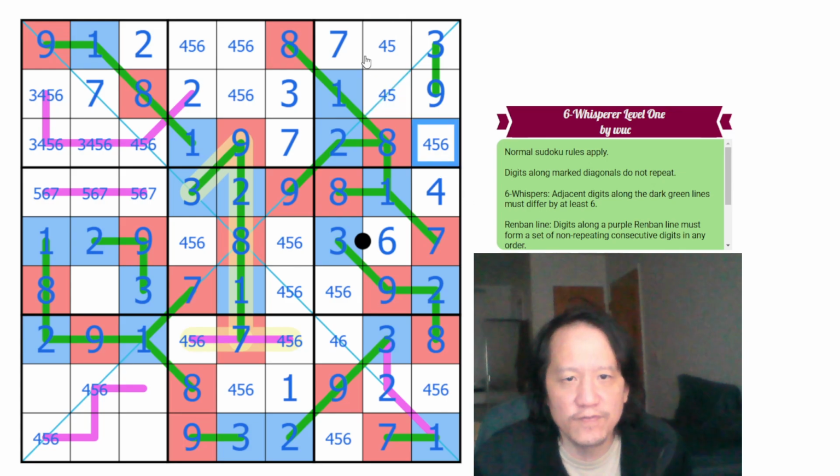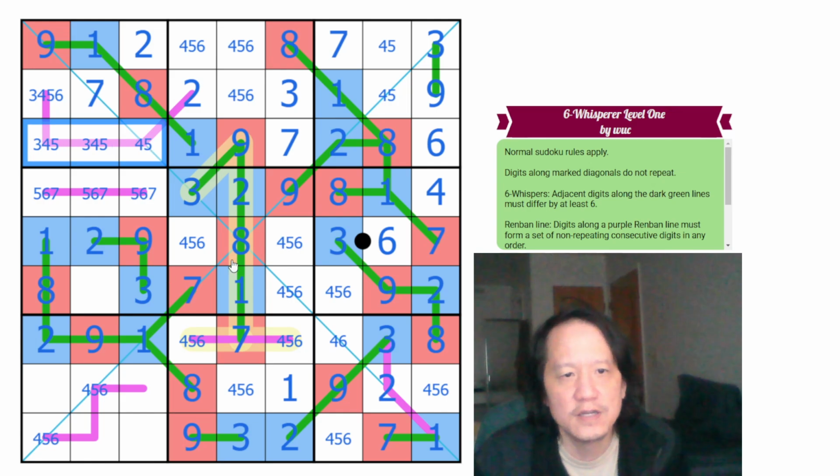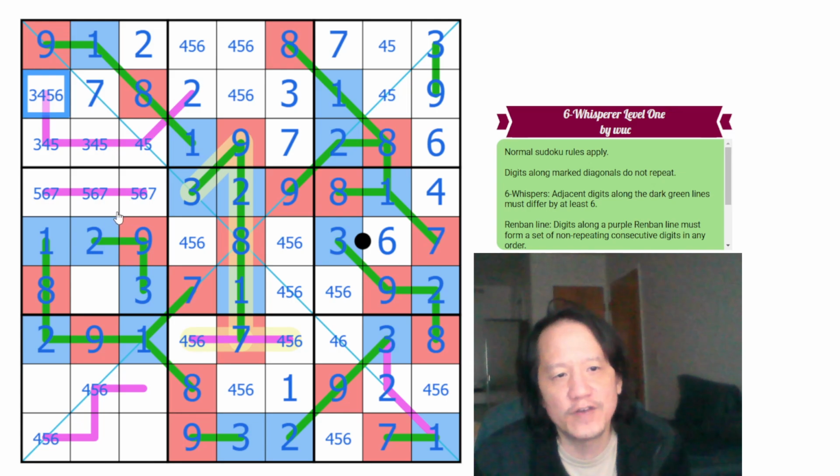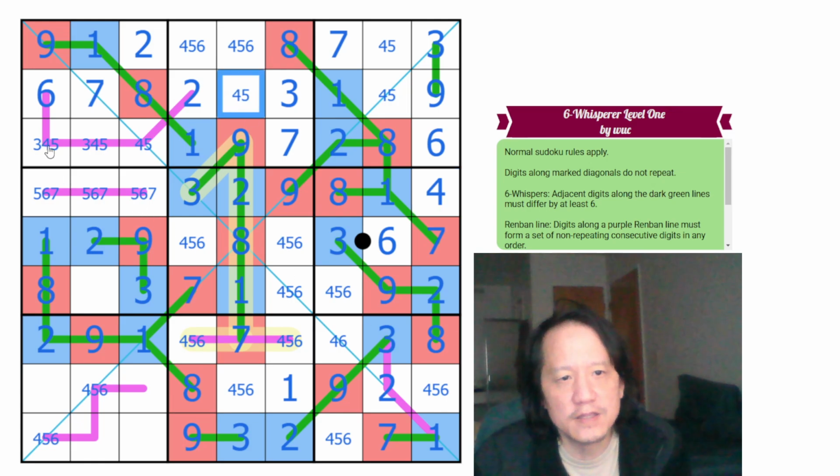We have a 4, 5 pair now in box 3, which eliminates 4 and 5 from the rest of the box. Therefore, this is a 6. These can't be 6. Now we have a 3, 4, 5 triplet in box 1, which eliminates 3, 4, and 5 from the rest of the box. Therefore, this can't be 3, 4, or 5. It must be a 6. So that's a 6. This can no longer be 6, and this can't be 6.